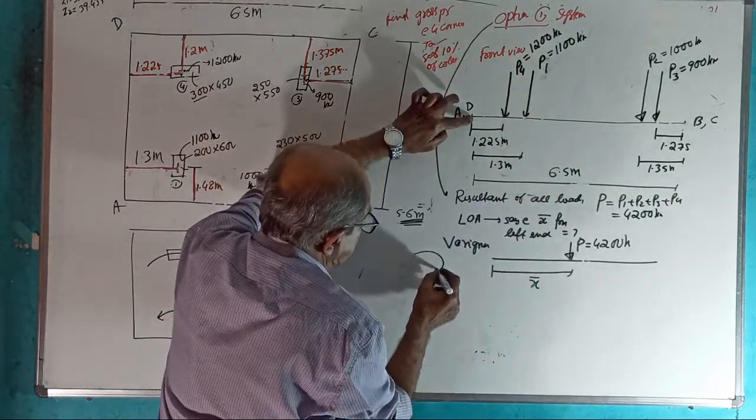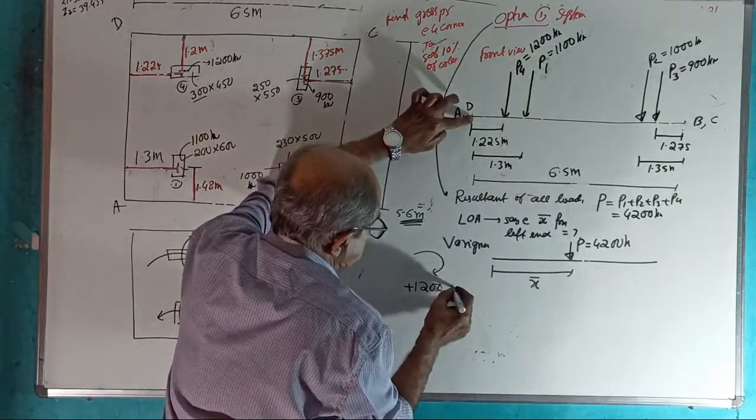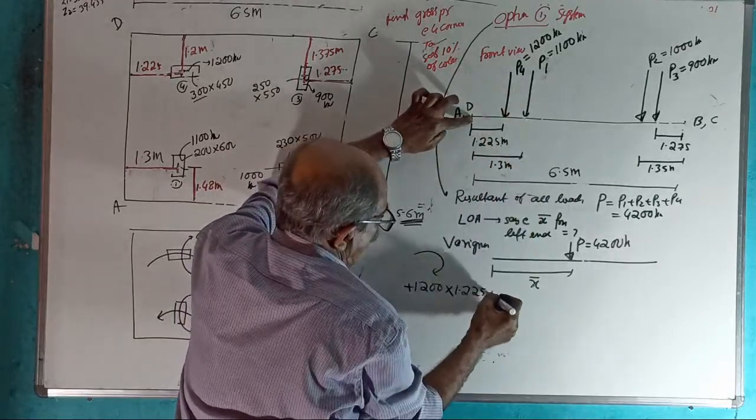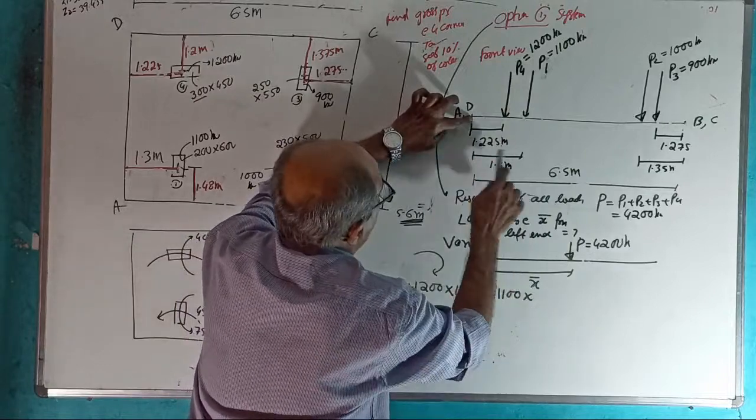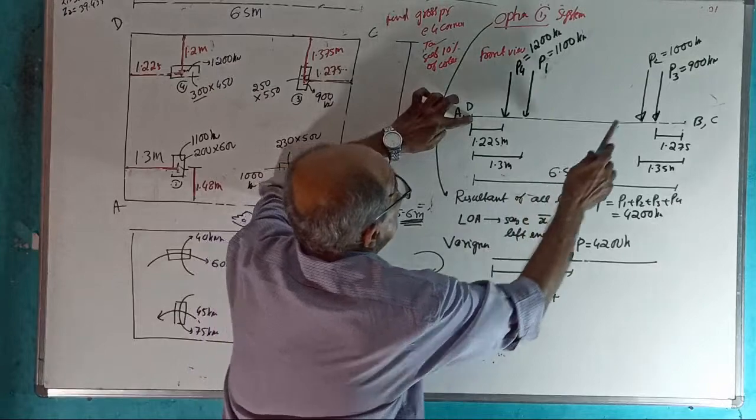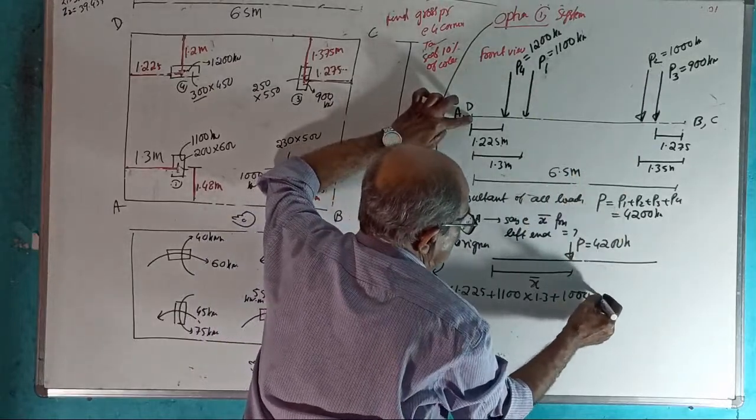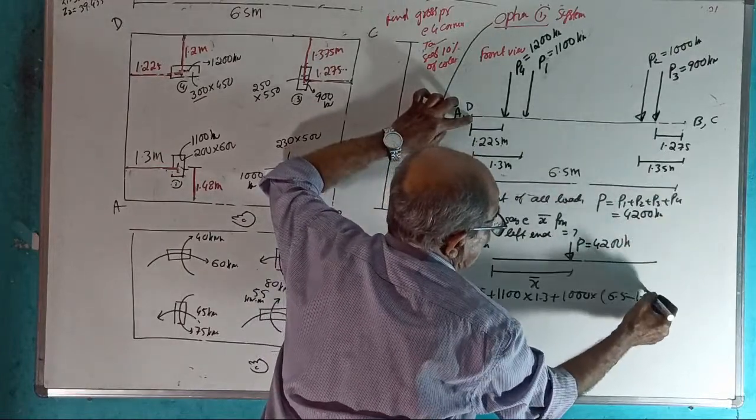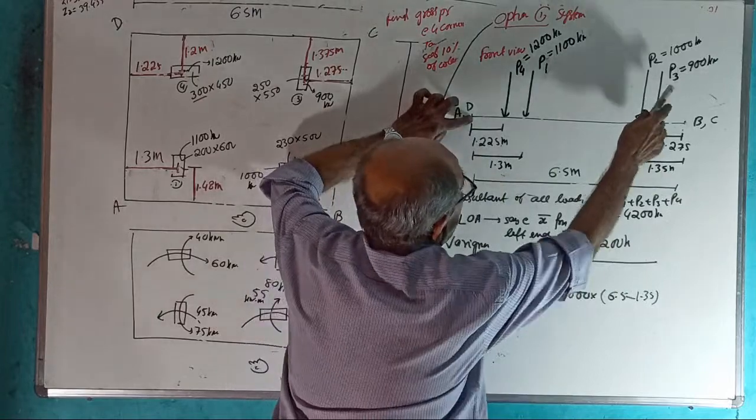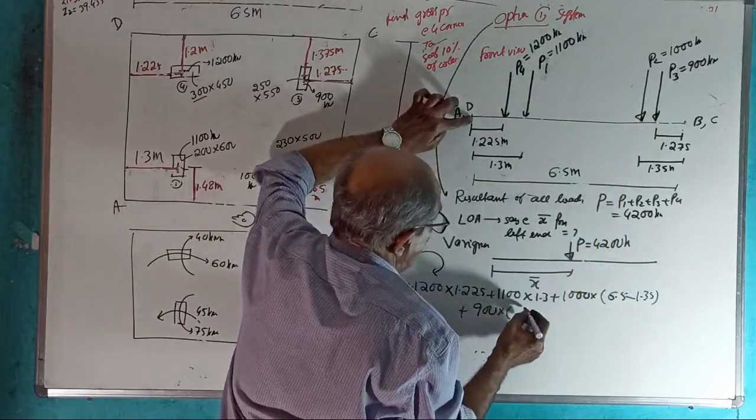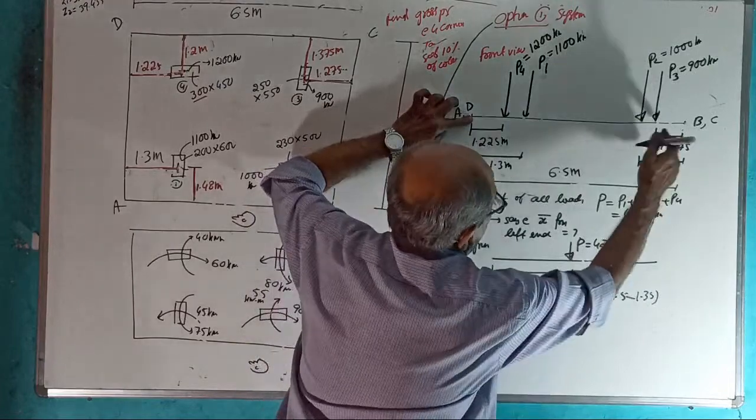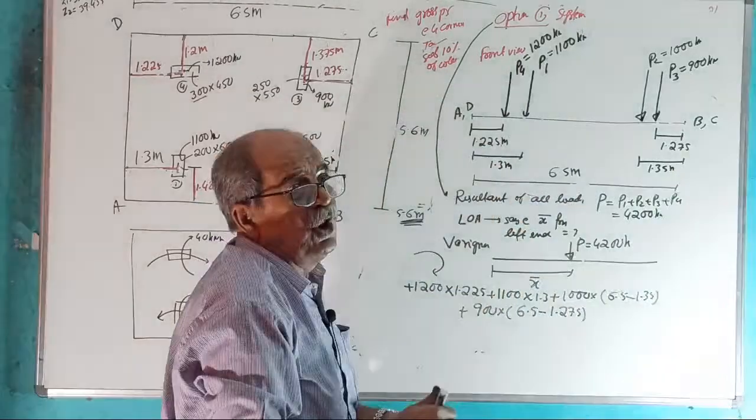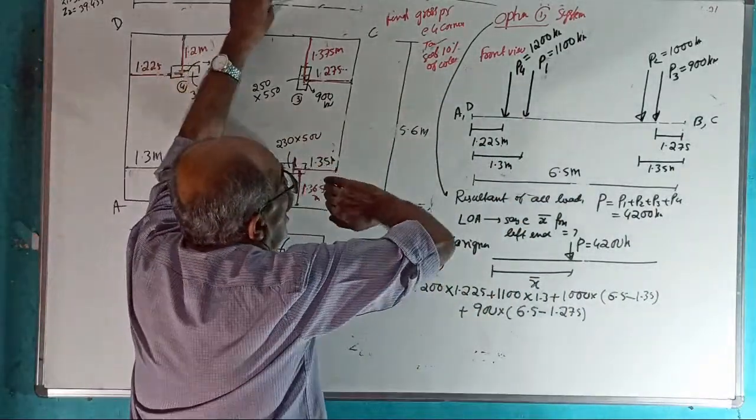1200 clockwise positive, plus 1200 into 1.225, plus 1100 into 1.3, plus 1000 into (6.5 subtract 1.35), plus the next one, 900 into (6.5 subtract 1.275). All of them are clockwise. Still not over. Also all the moments this way.